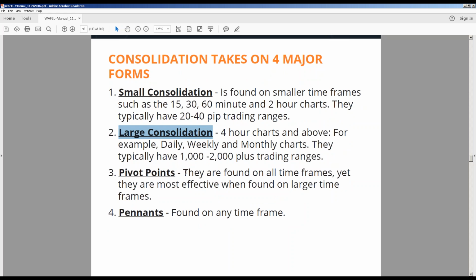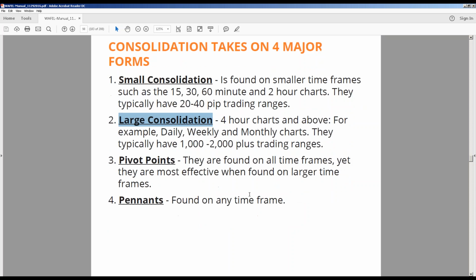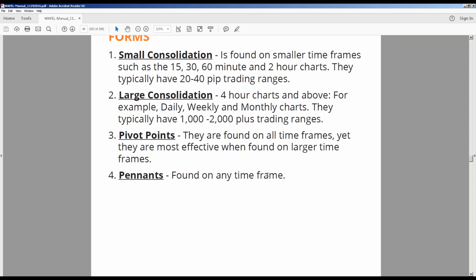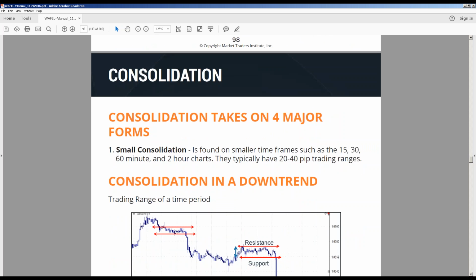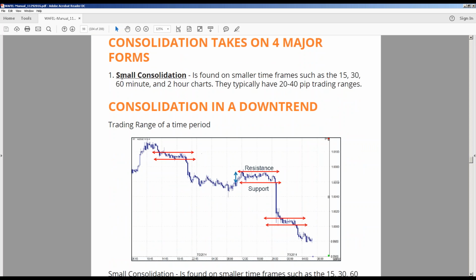Then we have pivot points, and they are found on all time frames. Yet they are most effective when found on larger time frames. And then we get to pennants, and this is found on any time frame. Right, let's have a look at small consolidation. Once again, this is found on smaller time frames, such as the 15, 30, 60-minute and 2-hour charts, and they typically have 20 to 40 pip trading ranges.